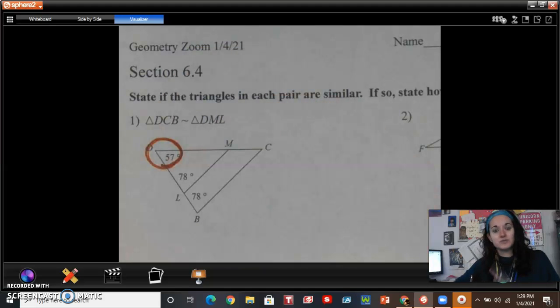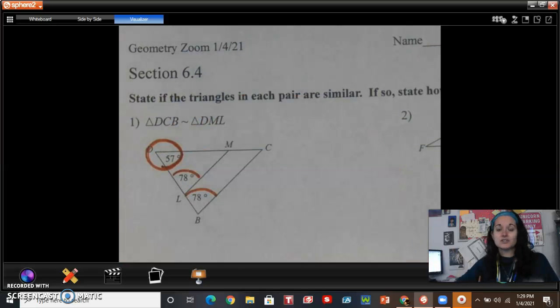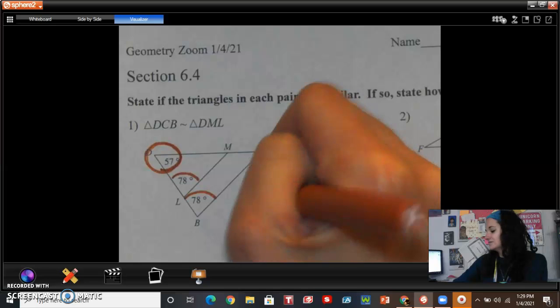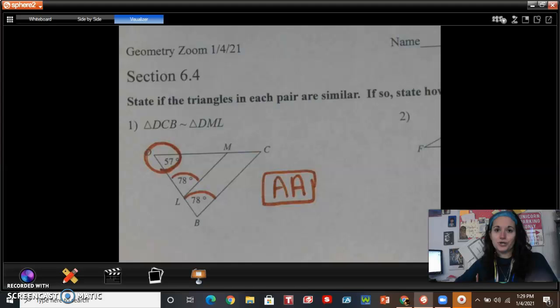The other thing you notice here at number 1 is that we're given that these 2 angles are both 78. So that's good. That's 2 sets of congruent angles, and that's all we need to know. So we can say it's similar by angle-angle. Remember, you're looking for 2 congruent angles.